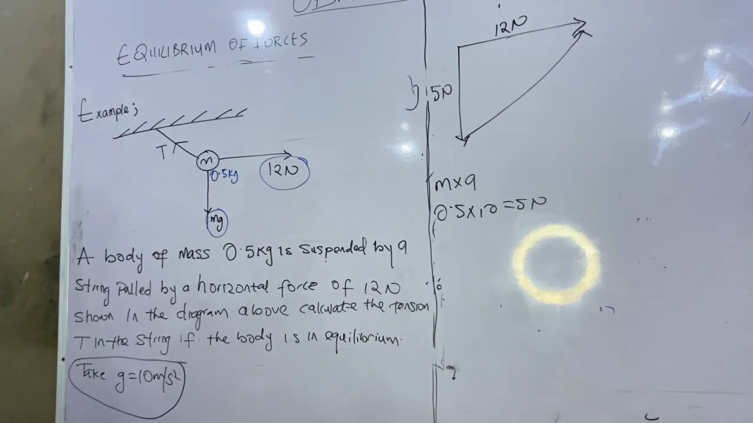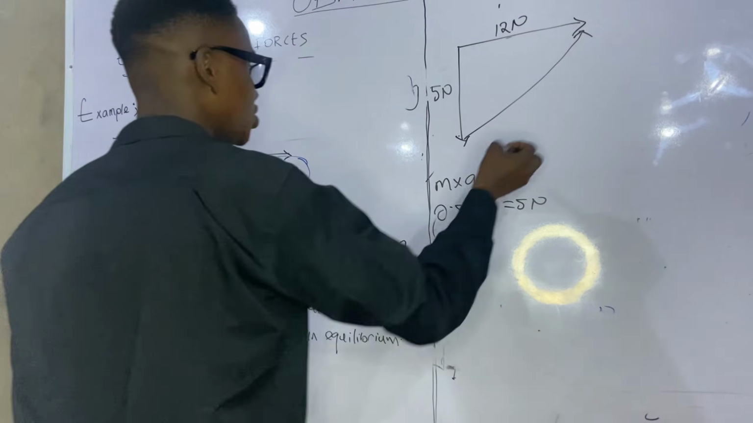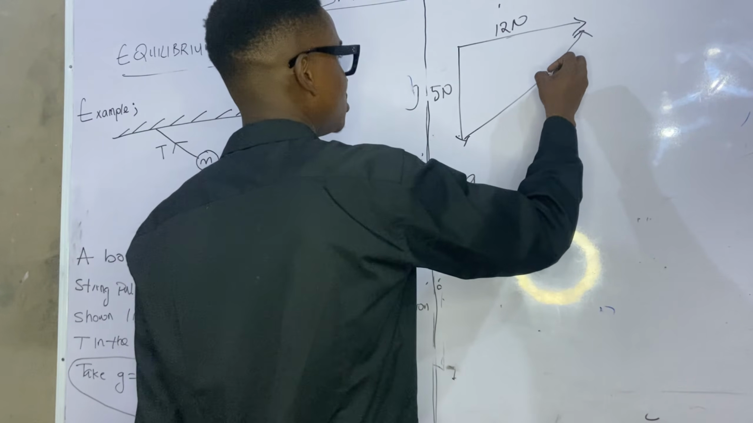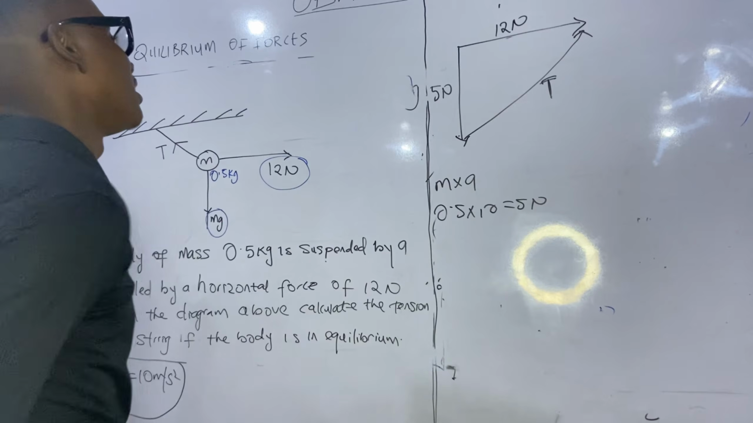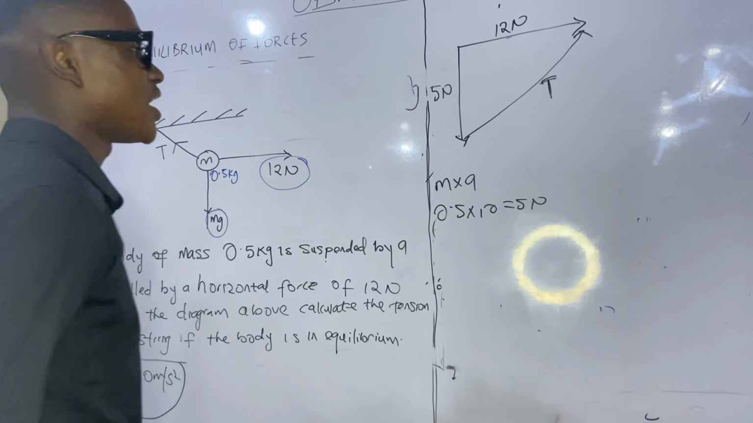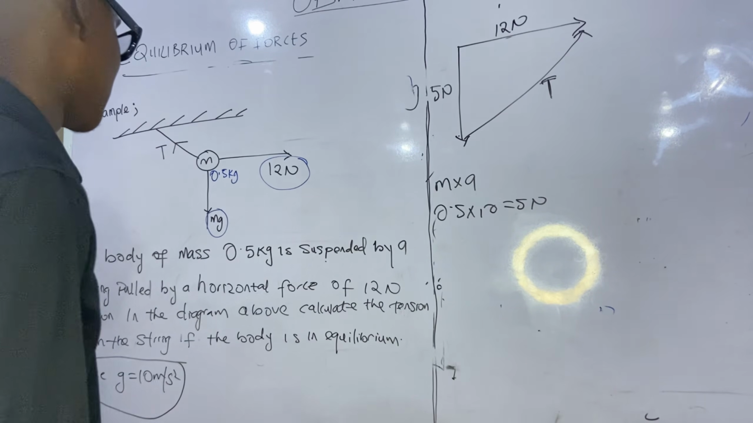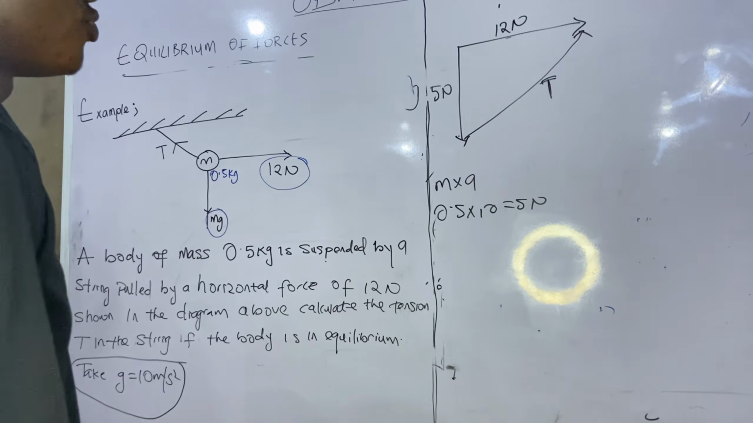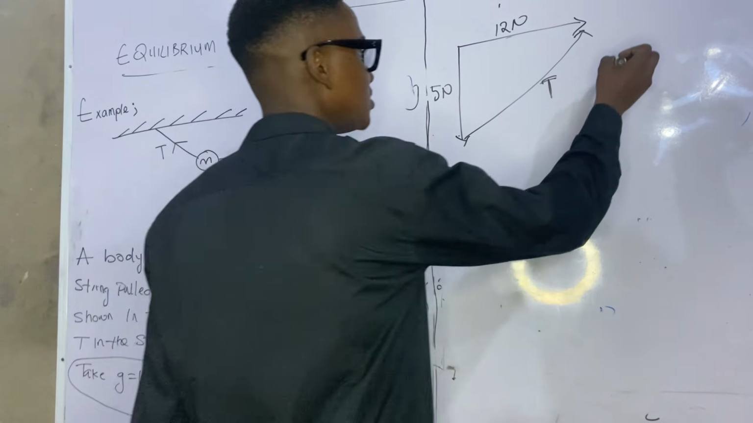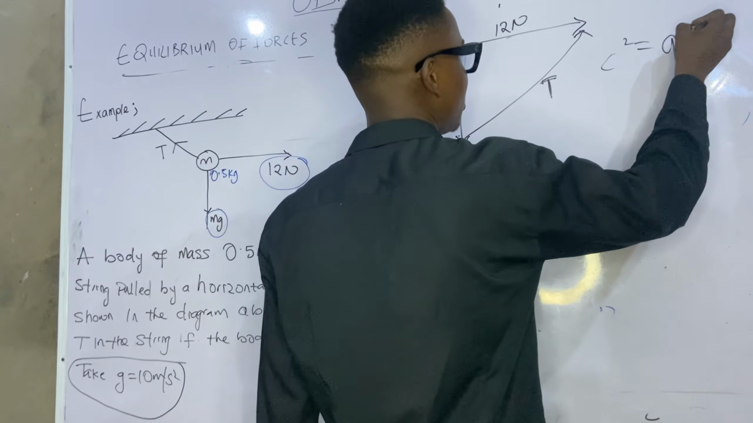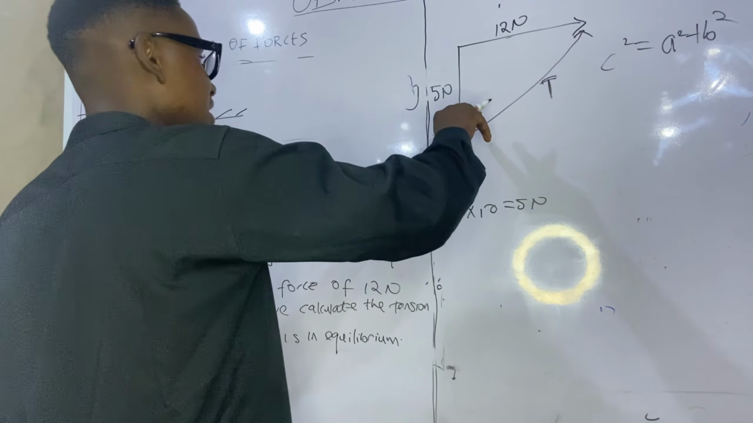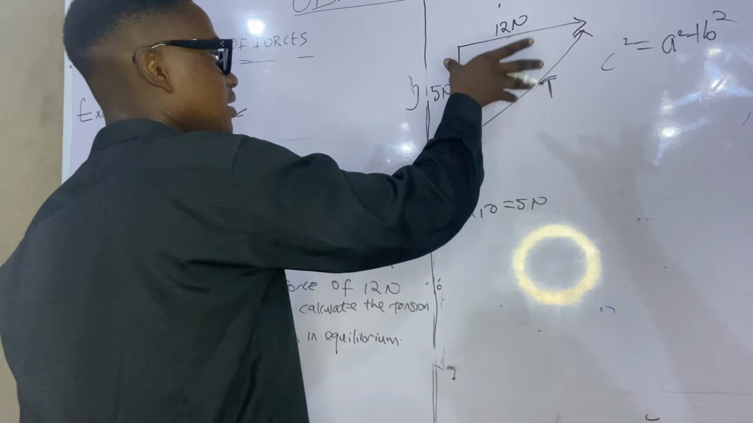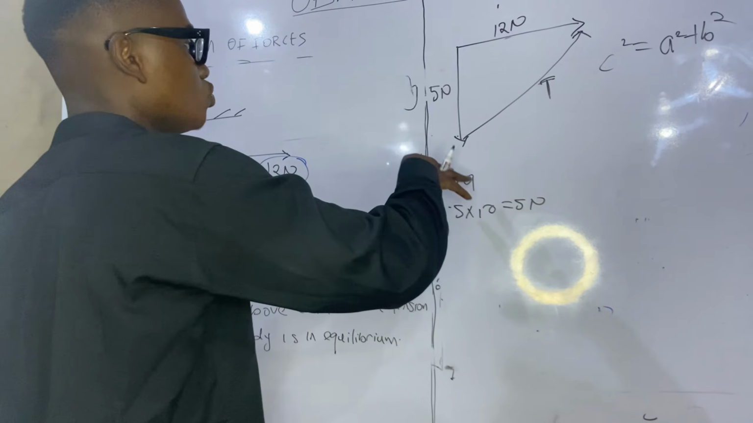So when I'm asked to look for the tension in the string, this is the tension. This is quite simple. They are at right angles to each other and we are looking for the tension. So we can use Pythagoras theorem to look for this. That is C squared equals A squared plus B squared. Remember, this works in a right angle triangle, and after drawing this diagram, it is a right angle triangle.